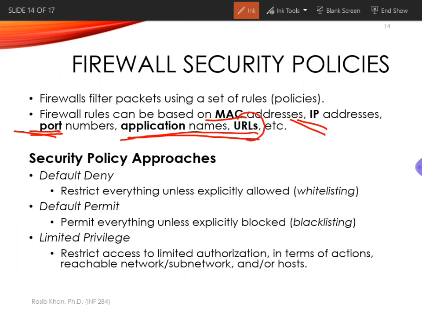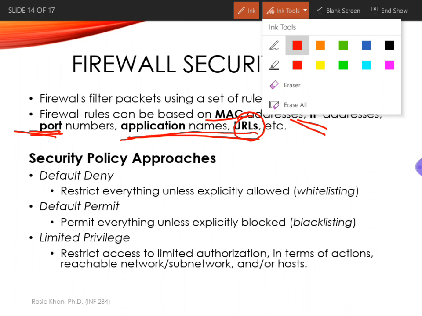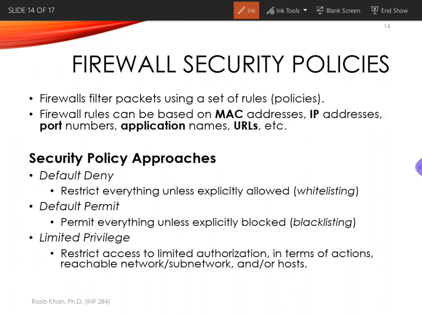And we can also apply URL-based policies. For example, if you are working at an office, the office might have a firewall policy where the users inside the office are not allowed to access, for example, facebook.com from inside the office network. So to summarize, we can define multiple forms of these rules, which we call the security policies, and this can be based on MAC addresses, IP addresses, port numbers, specific applications, or even URLs.